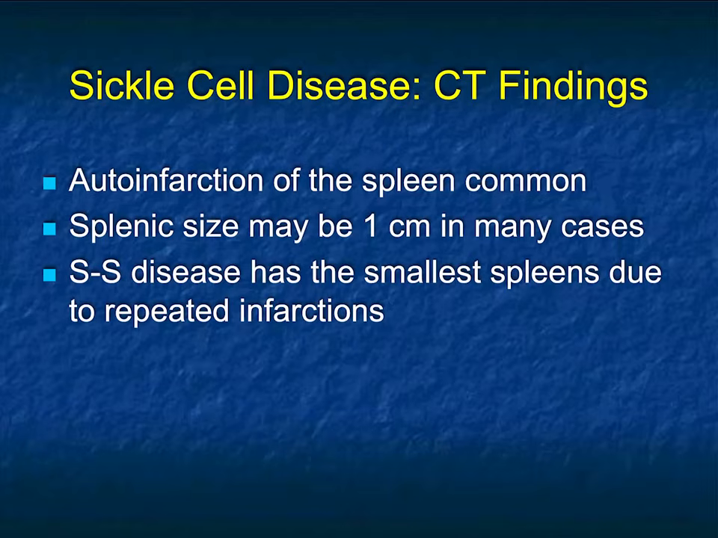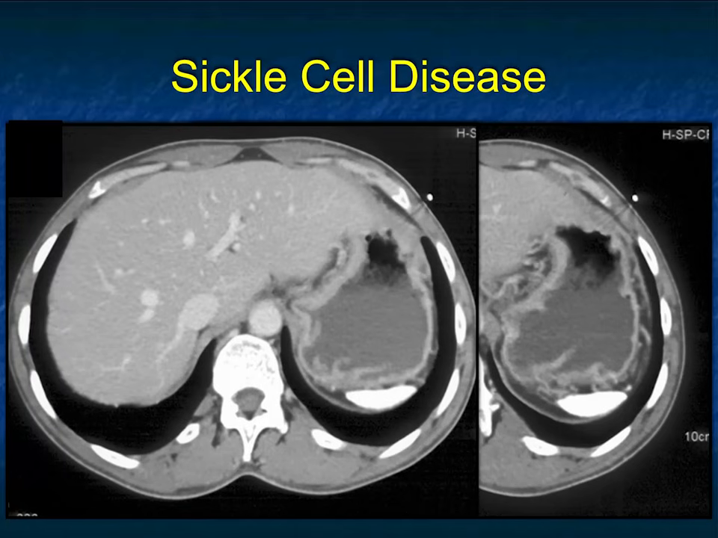Now, sickle cell disease is something we see a lot of. In patients with SS disease, autoinfarction, small spleens densely calcified are very common. There's a range of things: SC disease, sickle thalassemia. Sometimes the spleen is normal in size, sometimes the spleen is enlarged. SS disease has the smallest spleens due to autoinfarction. And if you don't look carefully, sometimes you don't even see the spleen present.